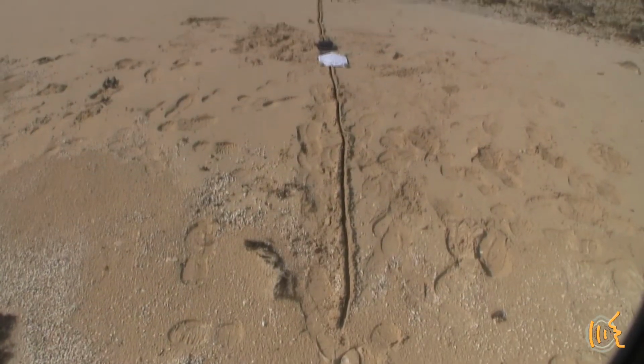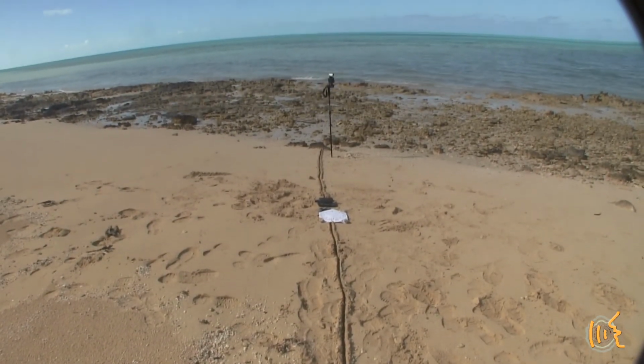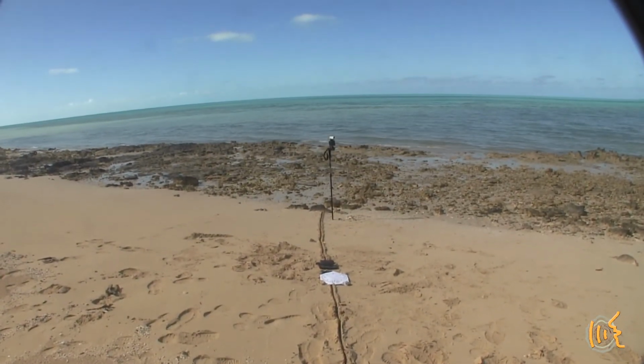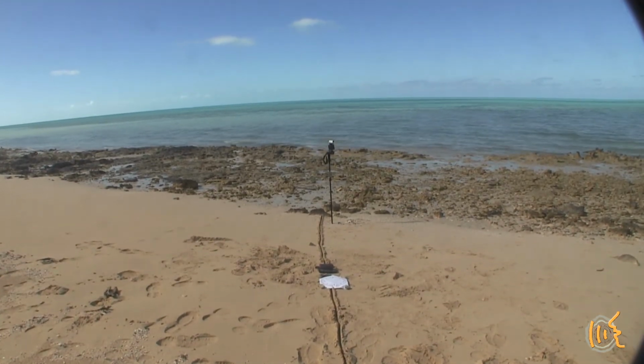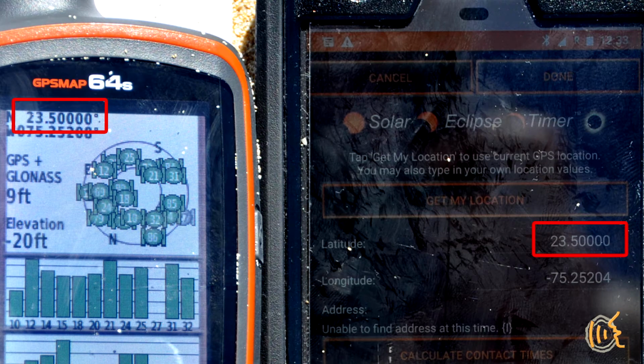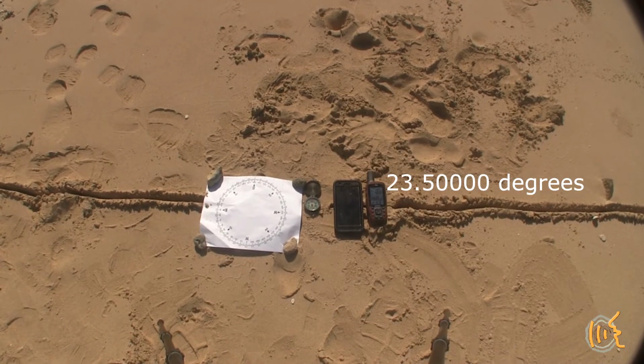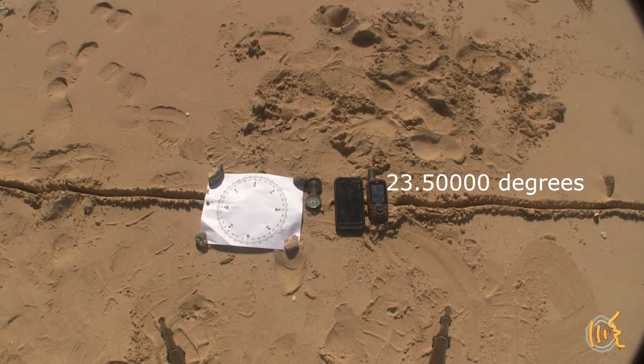So that brings us to this beach. This line in the sand is 23.5 degrees north, meaning it is 23.5 degrees north of the equator. Look at the GPS device and the Solar Eclipse Timer app geolocating on the cell phone. They are showing 23 degrees north. This marks the line around the entire globe called the Tropic of Cancer.